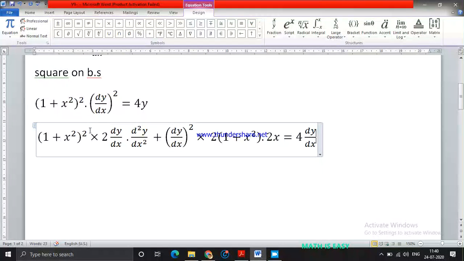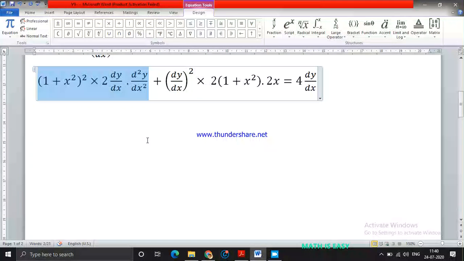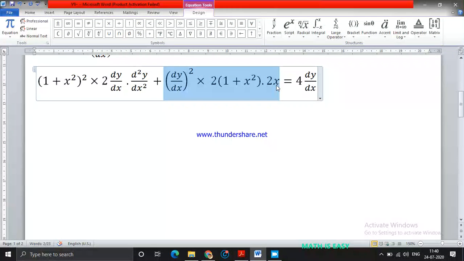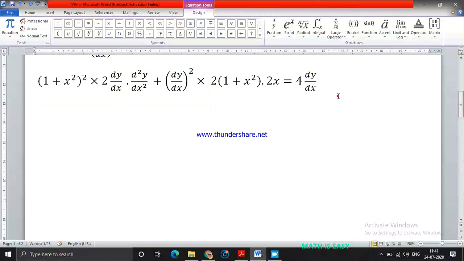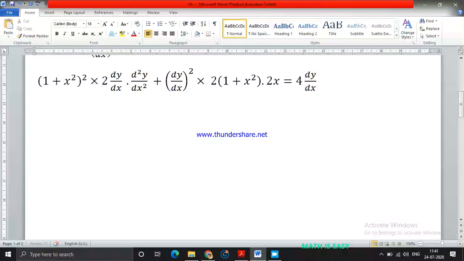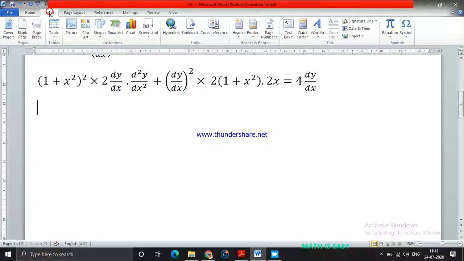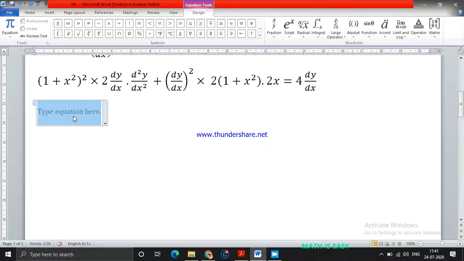Now you see here each and every term. This is my first term, which has dy by dx in it. This is the second term, which has dy by dx in it. And this is the third term after the equal to, which has dy. Even 2 is also there in the first term, 2 is there in the second term. So what I do is I'll take the common things from both the equations. Let's see what other things will be common. I'll take 2 dy upon dx common for both the terms.